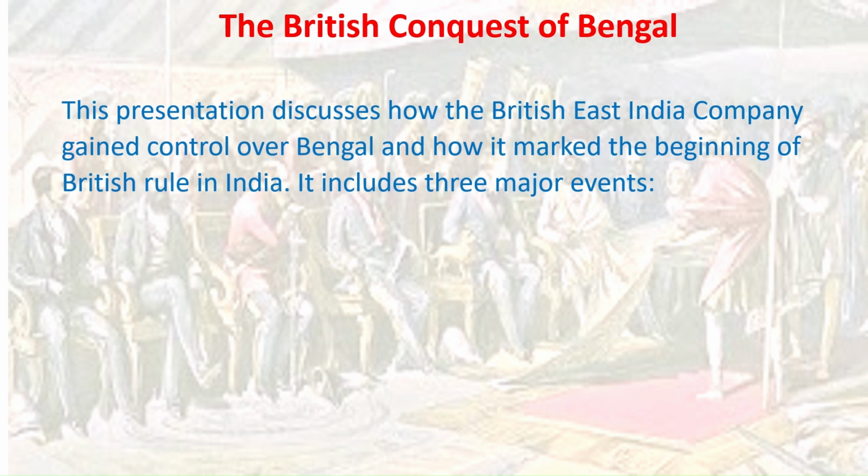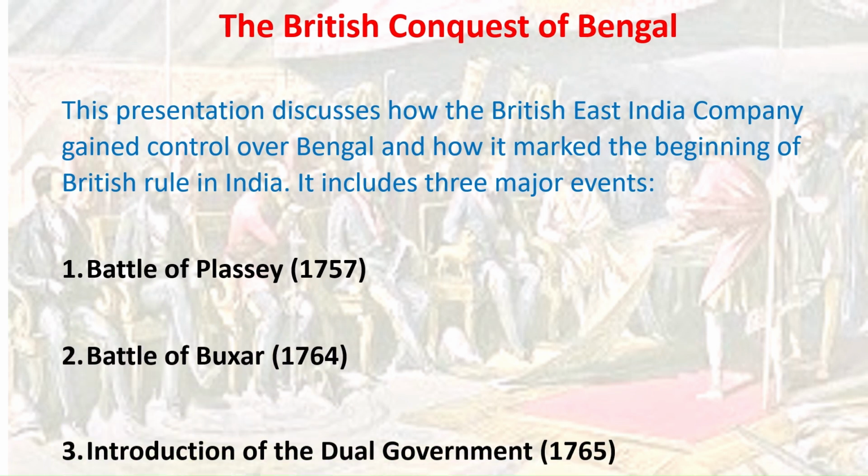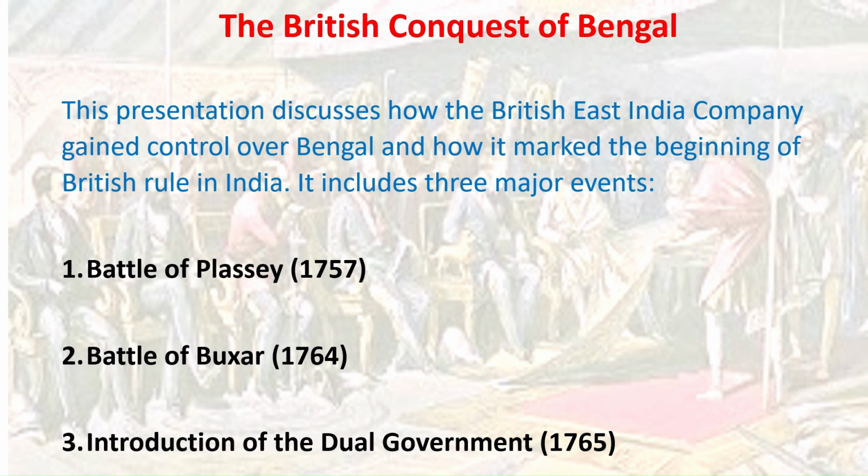The British conquest of Bengal. This presentation discusses how the British East India Company gained control over Bengal and how it marked the beginning of British rule in India. It includes three major events: the Battle of Plassey, Battle of Buxar, and introduction of the dual government.